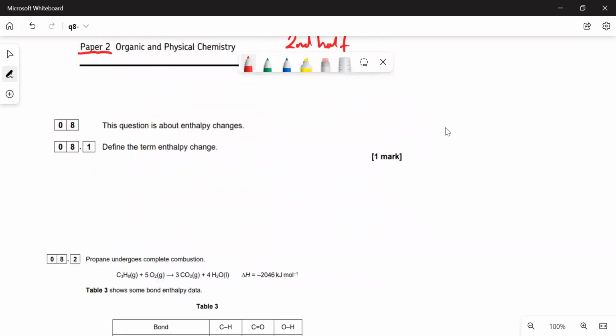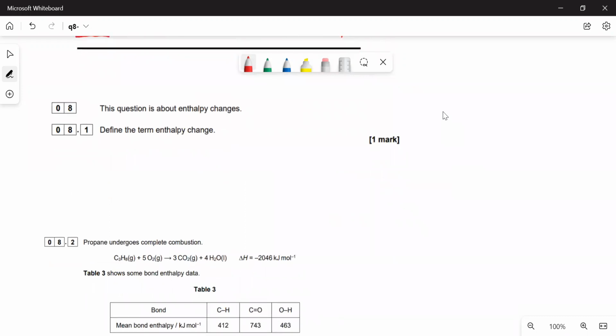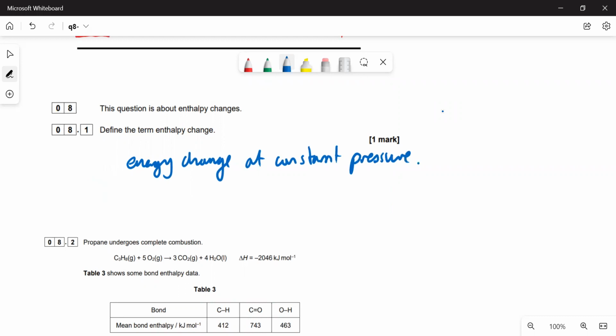Okay, last long questions. Define the term enthalpy change. The strict definition of enthalpy, and this comes up once every few years, is the energy change at constant pressure. So it's a pretty strict definition that a lot of people don't know.